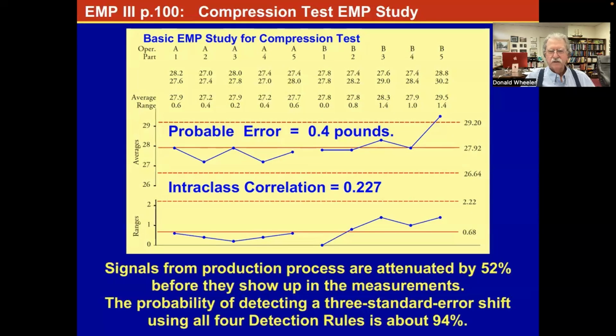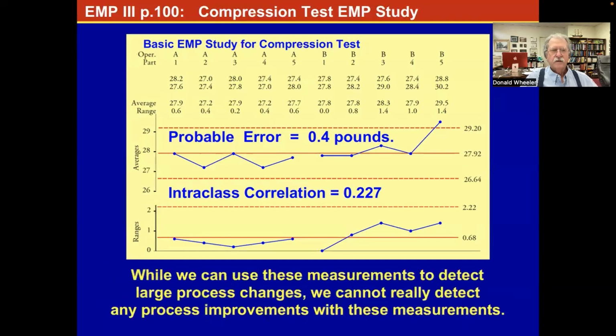Signals from the production process are highly attenuated here, over 52%, before they show up in the measurements. The probability of detecting a 3 standard error shift using all 4 detection rules is still about 94%. So while we can use these measurements to detect large process changes, we really cannot detect any process improvements with these measurements. You can keep a lid on the process with this kind of measure, but you really can't track improvement.